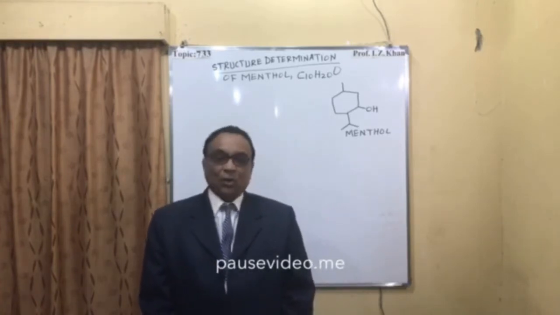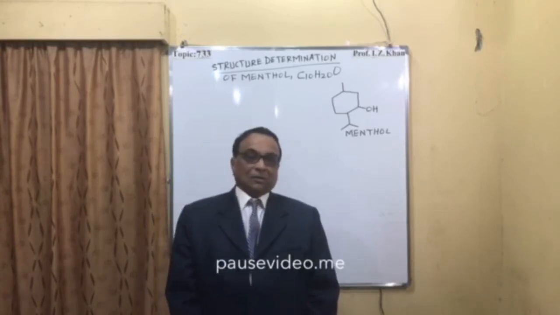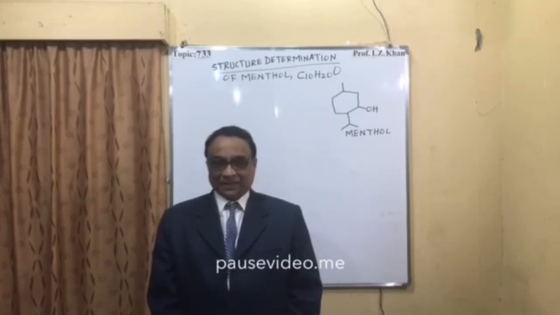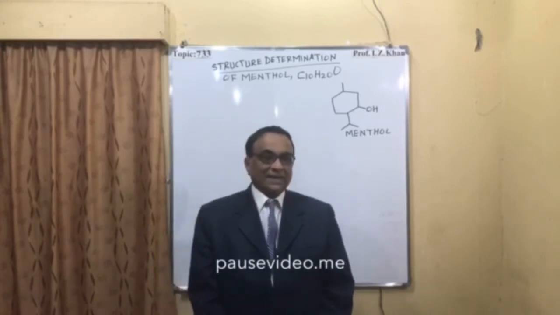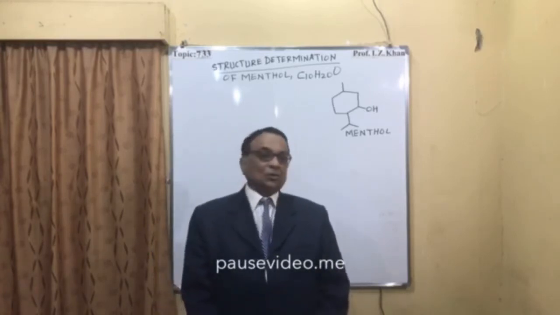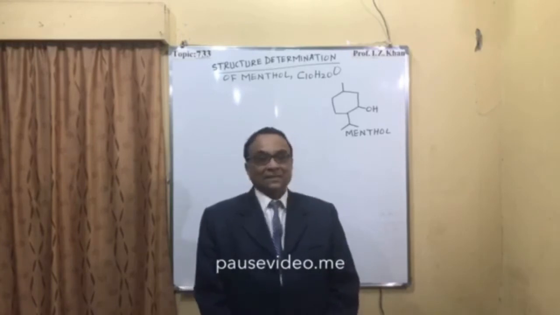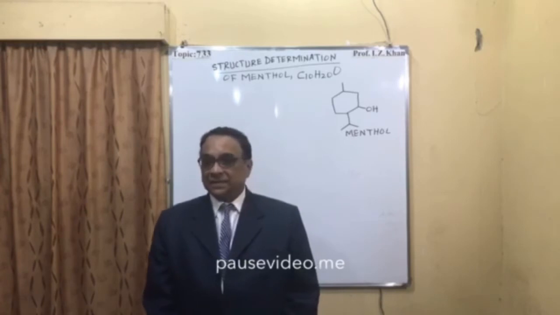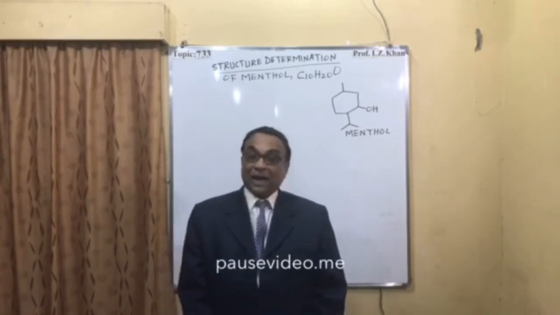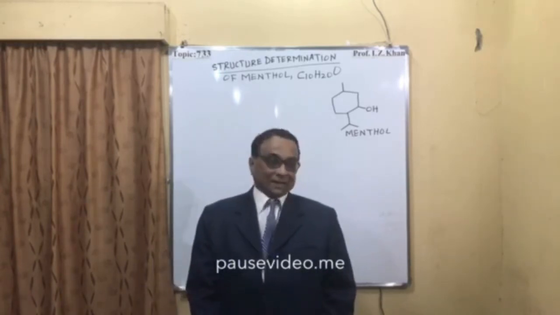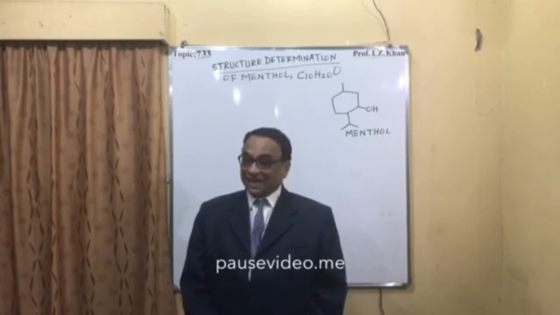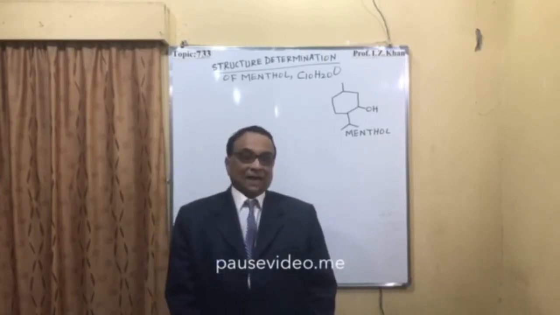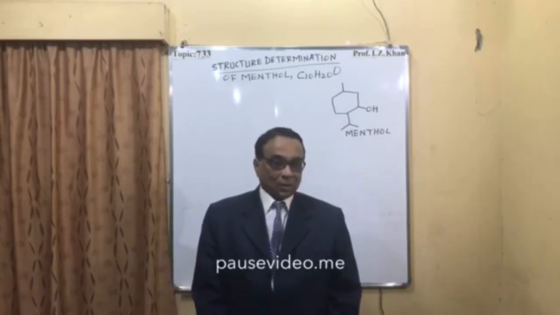When menthol is subjected to oxidation with chromic acid, a suitable oxidizing agent, it is converted into menthone, meaning the secondary hydroxy group is changed into a keto group, and there is no loss of carbon atom. So that gives the clue of a secondary alcoholic group in menthol.